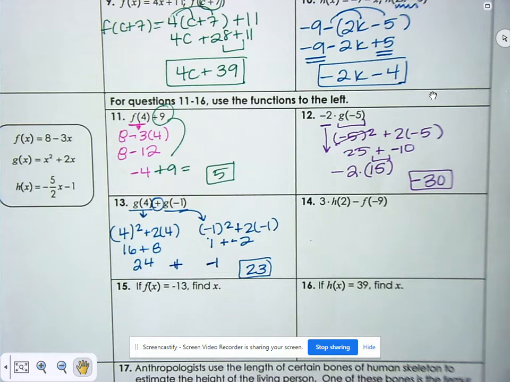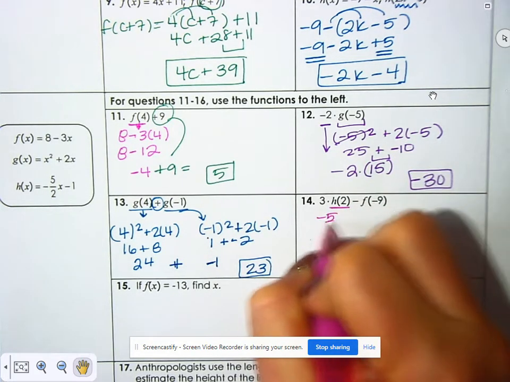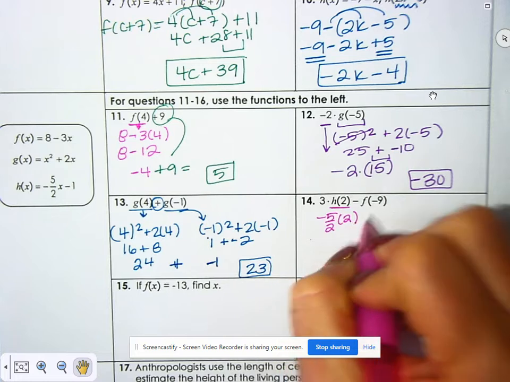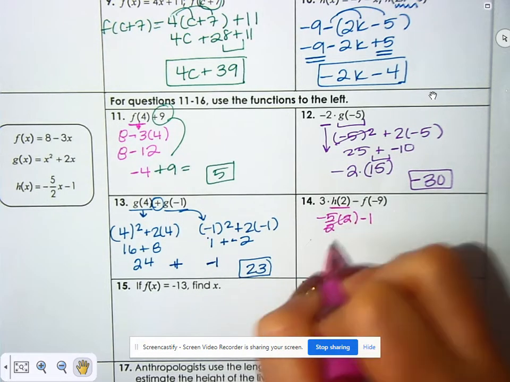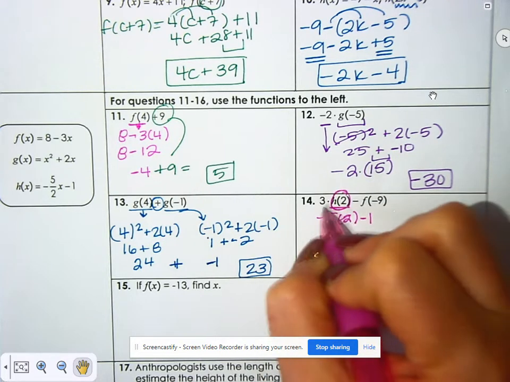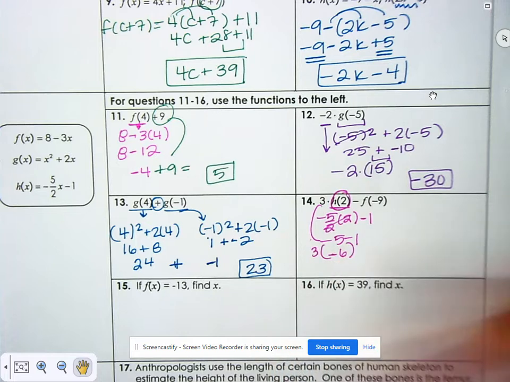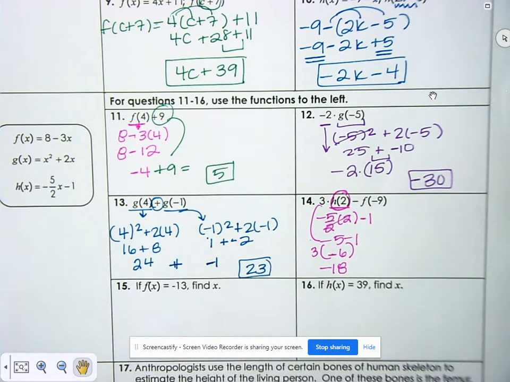All right, now 14 uses an H and an F. So we need one of each. Okay, we're going to do H of 2 first. That's negative 5 over 2 times 2 minus 1. Those cancel. That gives me negative 5 minus 1, which is negative 6. So this was negative 6. All right, I still got to bring down that 3 times that, which makes that negative 18.